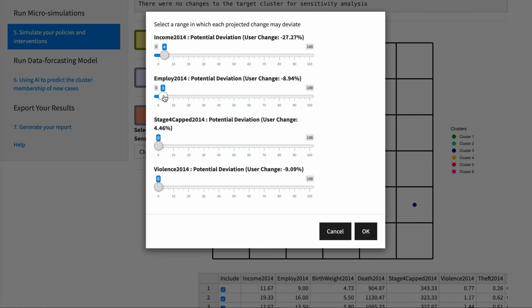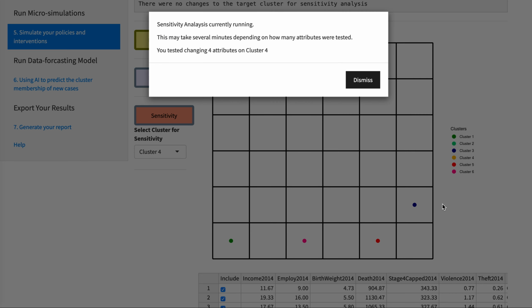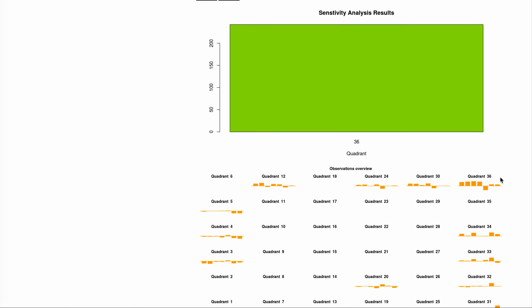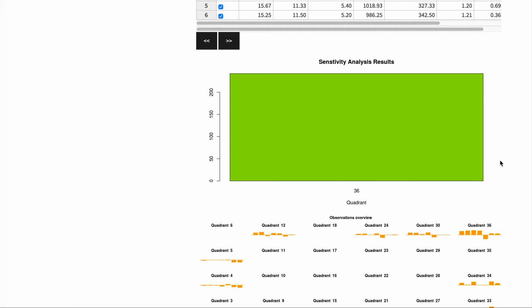However, when we start to increase the amount of dithering done, there's going to be more time. And so this will come up and show you sensitivity analysis currently running. May take several minutes or longer to do this because we're testing 4 attributes on 4 clusters. So we can dismiss that. And we see that, again, we're getting pretty good success for this particular intervention.